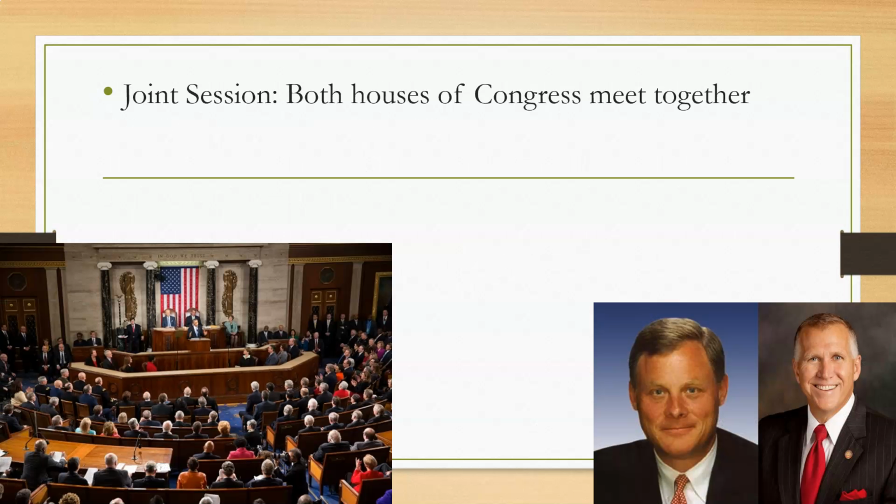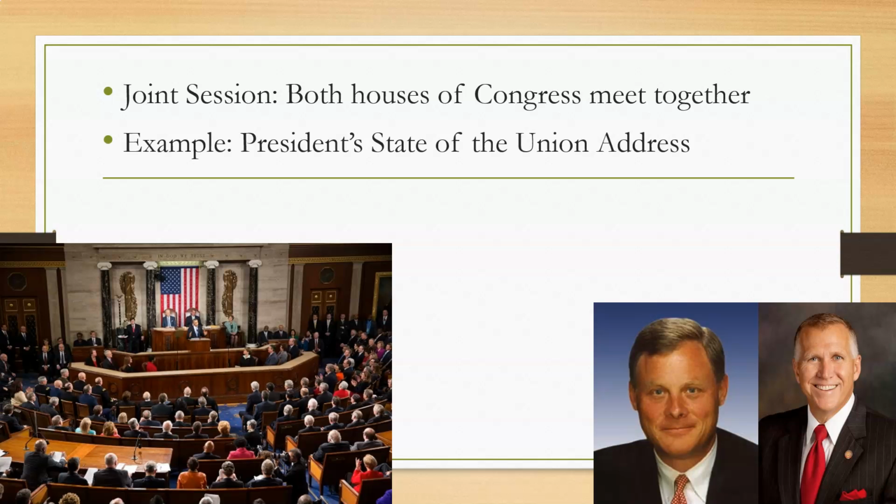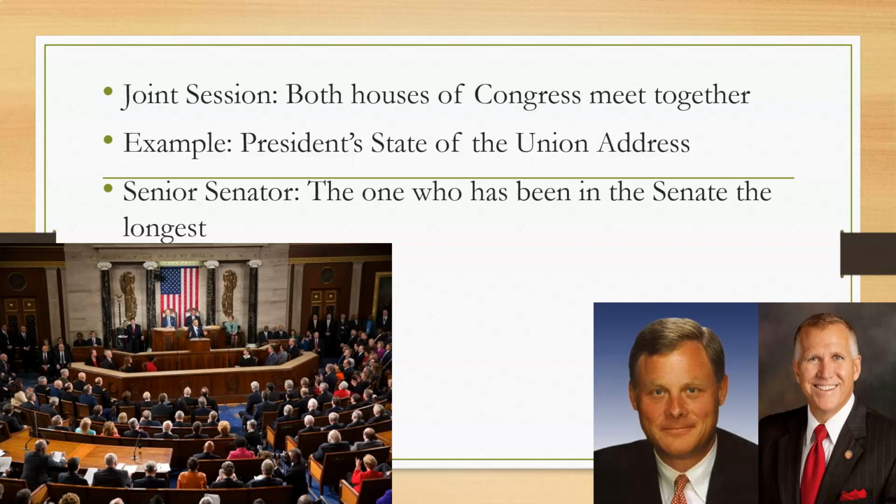Now, you also have what we call joint sessions, and this is where both houses of Congress meet together. A great example of that is the President's State of the Union address, where they come together and they talk about what's been going on in the country, talk about the future for the next couple years. If it's the first State of the Union, basically just talk about the state of the union. Okay, so where the country is at. But getting back to my point, the Senate and the House come together.